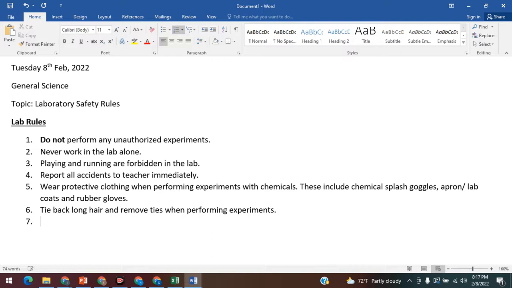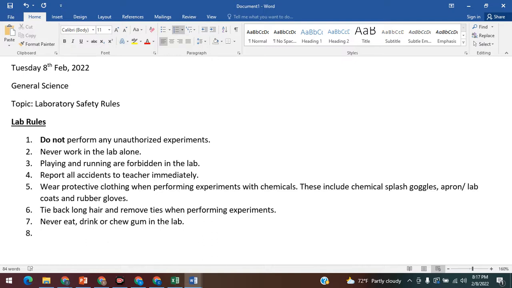So this one is very important. We used to break this all the time when we were inside our chemistry lab. But never eat, drink, or chew gum in the lab. All right, so don't eat and drink and chew in the lab. It's not a cafeteria.